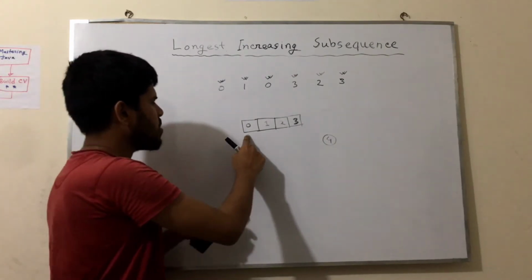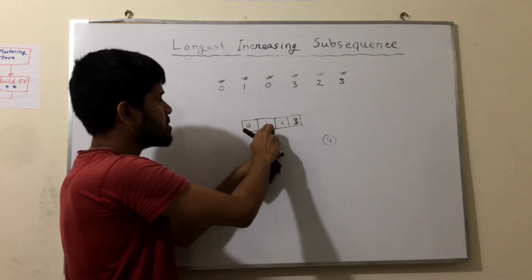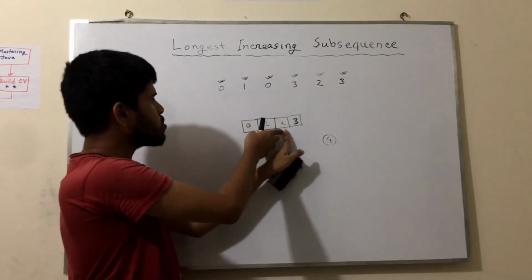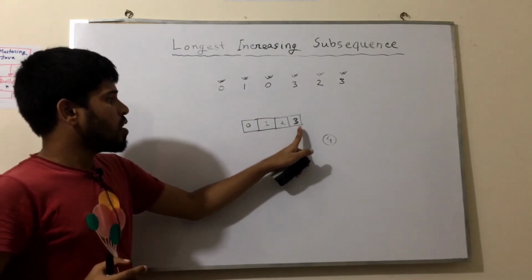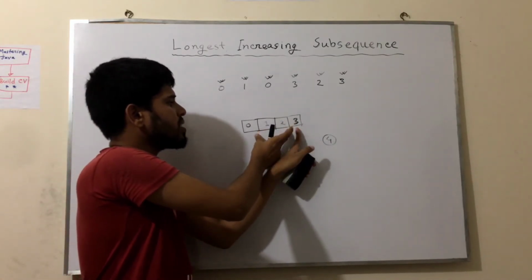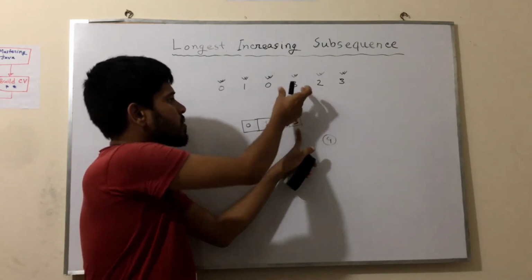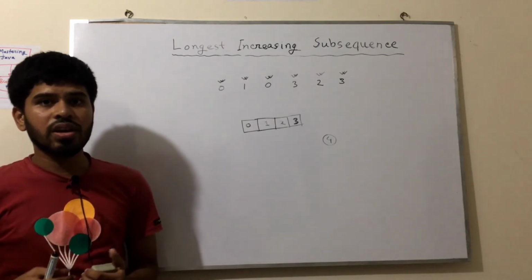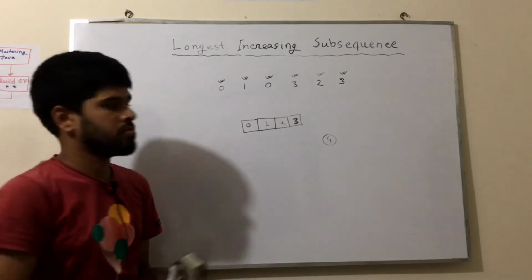Okay, so this 0 is our base case first. Then here we have 1. It means that we have at least 1 element on the left which is less than 1 by maintaining the relative order. Here we have 2. It means that we have two elements on the left which are maintaining the relative order and less than 2. On the left of 3 we have at least 3 elements which are less than 3 and maintaining the relative order. Hope you have understood.